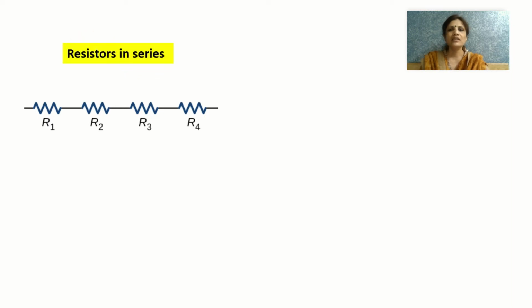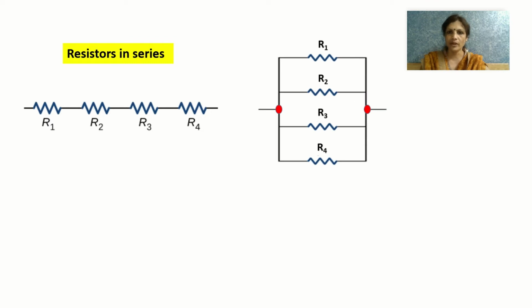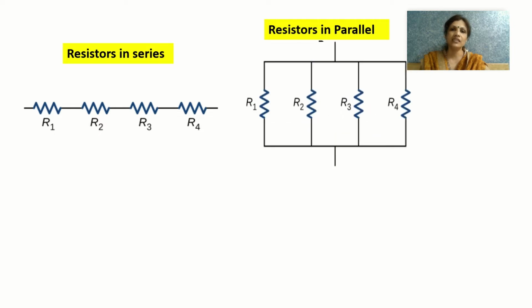Now when the resistors are connected one below the other between 2 common points, they are said to be connected in parallel. There is another way also to connect the resistors in parallel. We can connect the resistors in this manner, one after the other, but between 2 common points. In this case, they are said to be connected in parallel. So have a look at this figure.